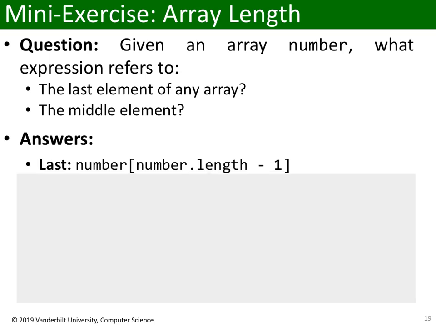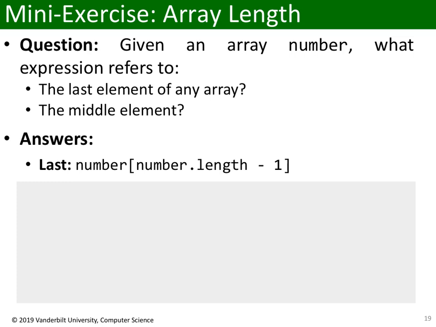To access the very last element, it's fairly straightforward. Our array is called number, so we would say number and then open bracket, which means we are going to give it an index, and the index we are going to give it is the number.length field - 1. This always points to the last element. The reason is because the length is the total number of elements in the array, and the maximum index, or the last index, is always one less than the length.